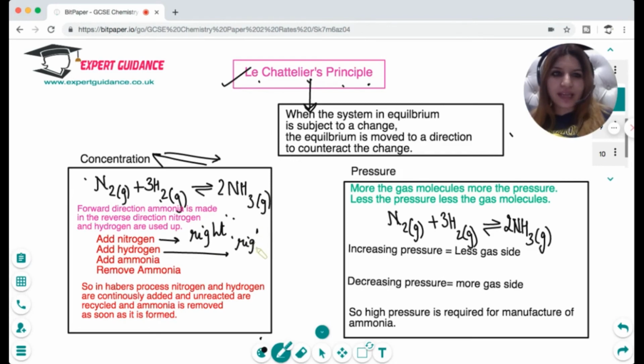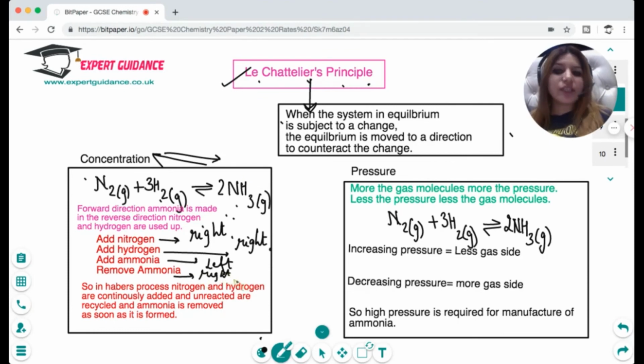I hope you are getting it now. Let's take ammonia. If you add ammonia, according to Le Chatelier's principle, what will the system do? It will try to decrease ammonia. Decrease ammonia means move to that side which is using up ammonia. So the equilibrium will shift towards the left. On the other hand, if you remove ammonia deliberately, the system will require to move to that side which will make up ammonia. So the equilibrium will shift towards right.